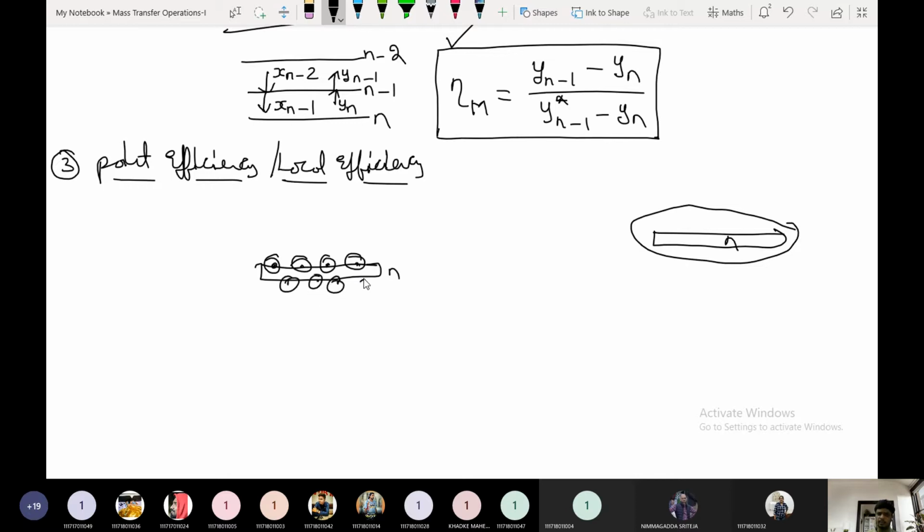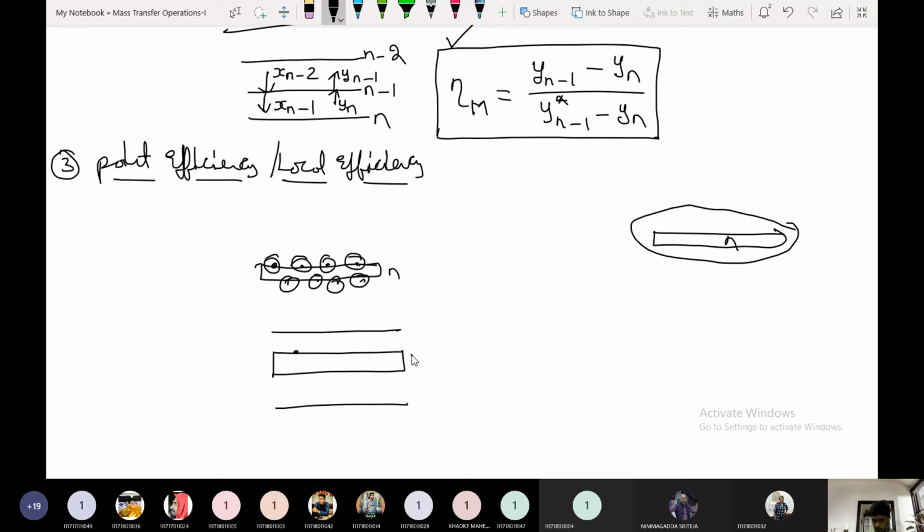So we can have n number of concentration differences within a single plate, because in real conditions we cannot predict what concentration will arise. If this were an ideal plate, we could say the composition is constant throughout the plate. But in the real situation this is not applicable, because over the entire area of the plate the composition will definitely vary. Because of this, Murphy gave the local or point efficiency for a single point. If you want to calculate at this point, the same approach is applied.